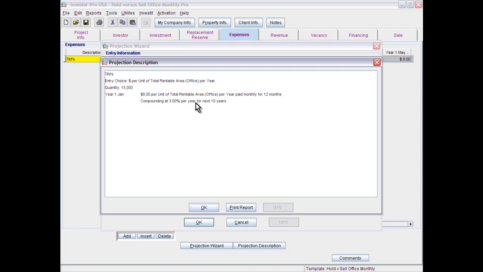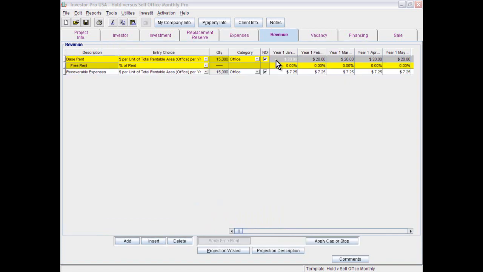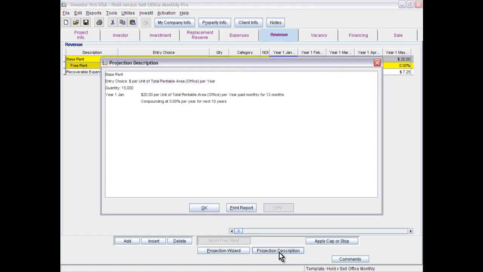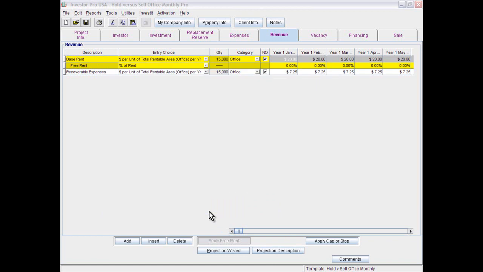Projection Wizard enables you to very quickly enter and project out expenses and revenues, and even enter really complex lease arrangements. We then project out the revenues over the 10-year period. This is a single tenancy building, so we've got a base rent. If I click on Projection Description, I can see what that lease looks like. It's $20 per square foot, paid monthly for 12 months. Then it's going to go up at 3% compounding for the next 10 years.